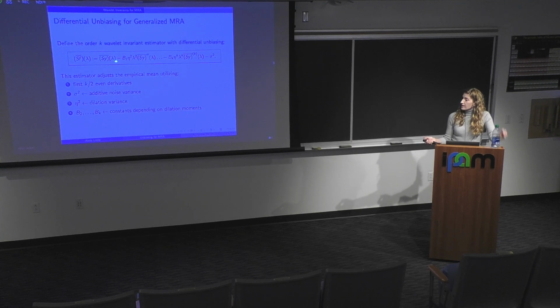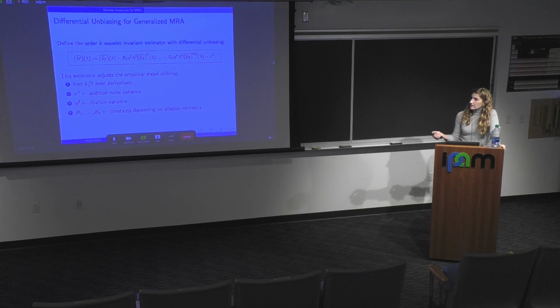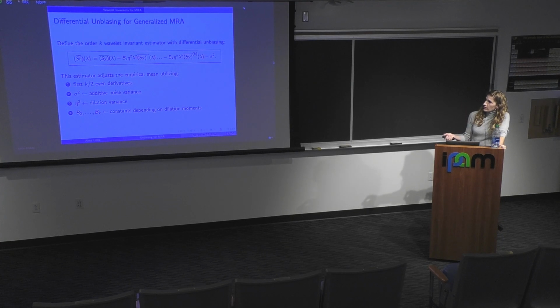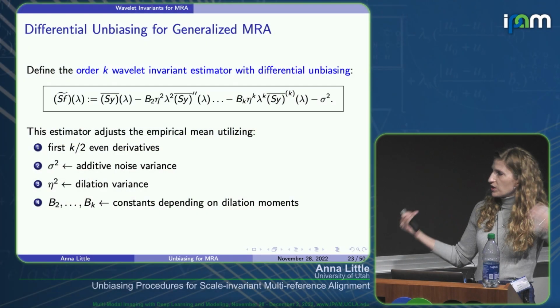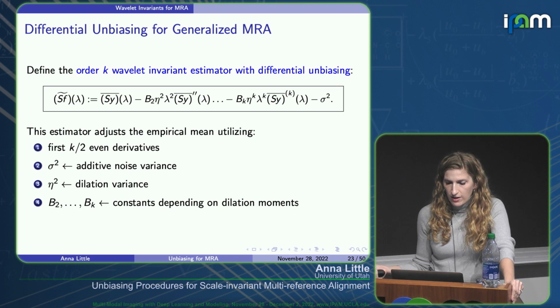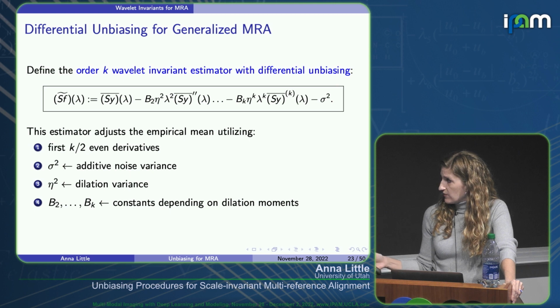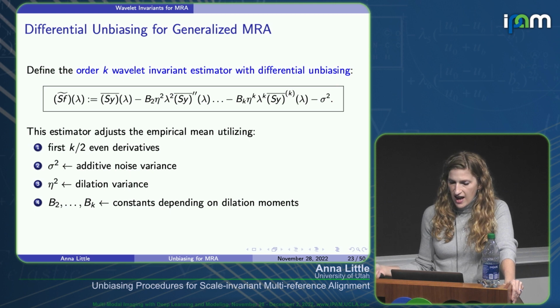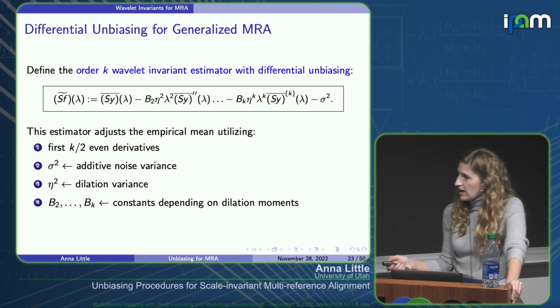the variance of the dilation distribution, and these constant b's, which depend on the moments of the dilation distribution. So it's just a procedure which adjusts the empirical mean using information about the first k/2 even derivatives, the additive noise variance, the dilation variance, and some constants which depend on the first k moments.